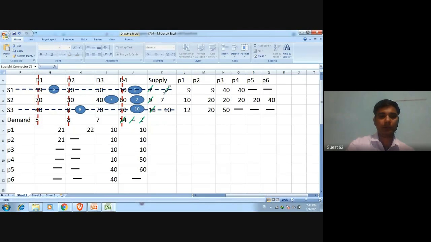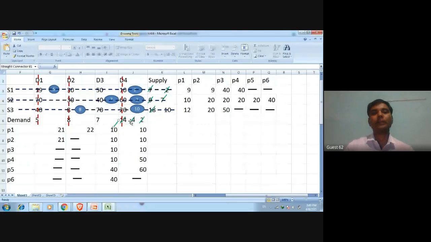So I have crossed this 7, I have crossed this 7, and I will also draw a horizontal line from S2. I have drawn a horizontal line from S2, and I will cross this 7 also. Okay, so now all the demands and supplies are fulfilled.